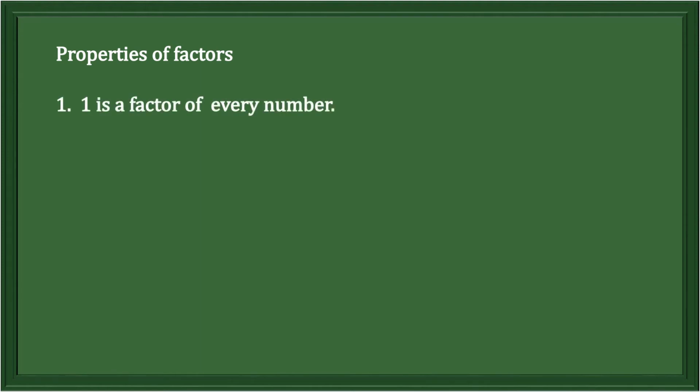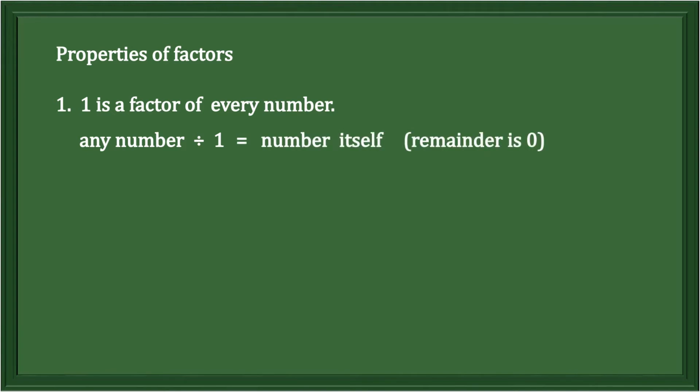Moving on to the properties of factors. Property number 1. 1 is a factor of every number. We know that any number divided by 1 is equal to the number itself, which means that the remainder is 0. And when the remainder is 0, the divisor is a factor of the dividend. Hence, 1 is a factor of every number.